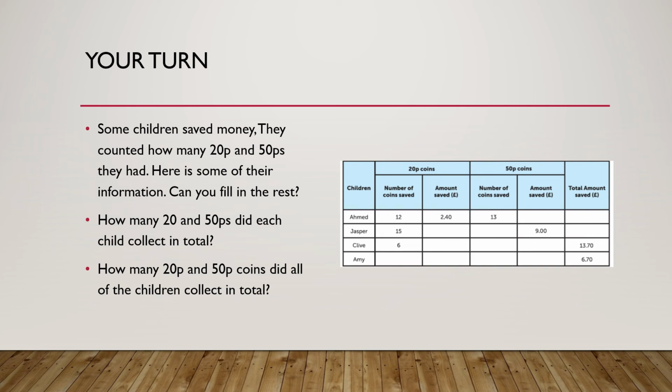I want you to look at this table and see if you can figure out how many 20p's and 50p's they had. Let's do one all together. We say Ahmed saved 12 20p coins, so that's £2.40. He saved 13 50p coins, that's going to be £6.50. And then what would be the total amount that he saved? Try this for Ahmed, Jasper and Clive using the numbers. For Amy, you're going to need to come up with your own set of numbers that it could be. So pause the video and give that one a go.